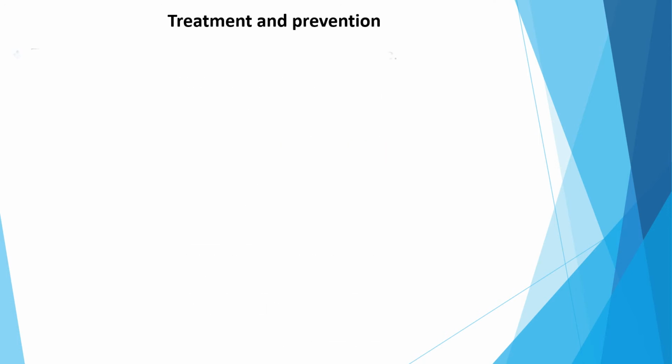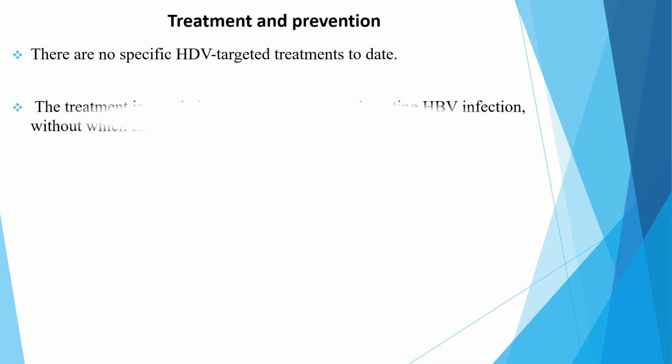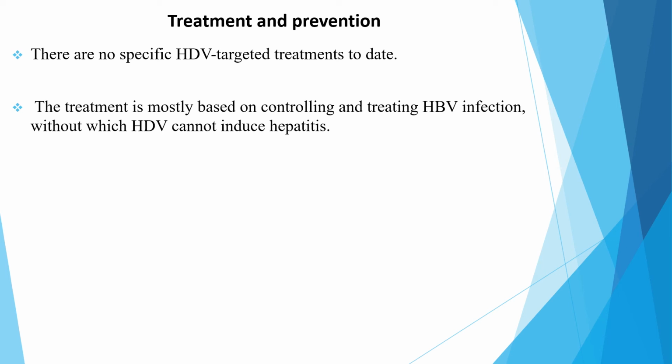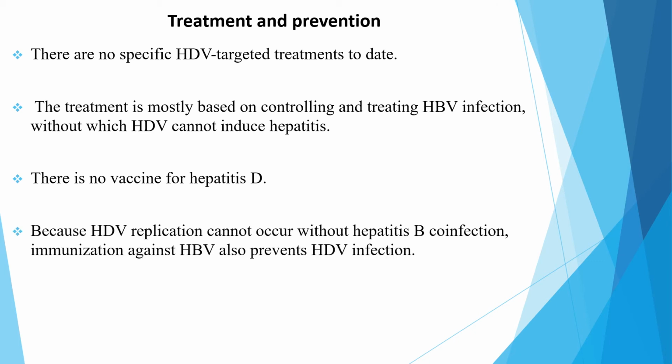Regarding treatment and prevention of hepatitis D virus, there are no specific hepatitis D virus targeted treatments to date, and the treatment is mostly based on controlling and treating hepatitis B virus infection, without which hepatitis D virus cannot induce hepatitis. There is no vaccine for hepatitis D currently, and because hepatitis D virus replication cannot occur without hepatitis B co-infection, immunization against hepatitis B virus also prevents hepatitis D virus infection.